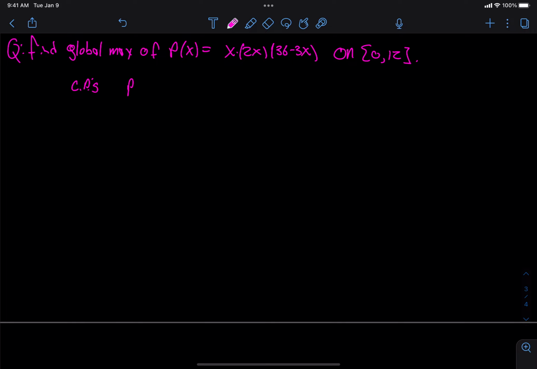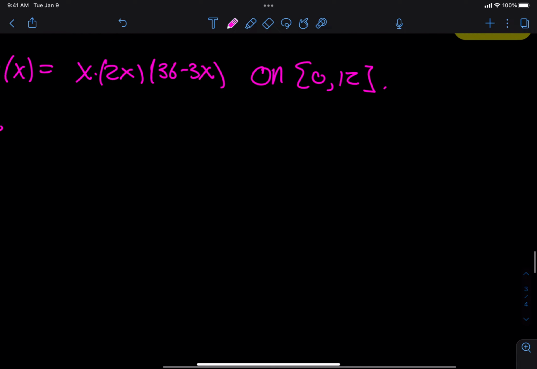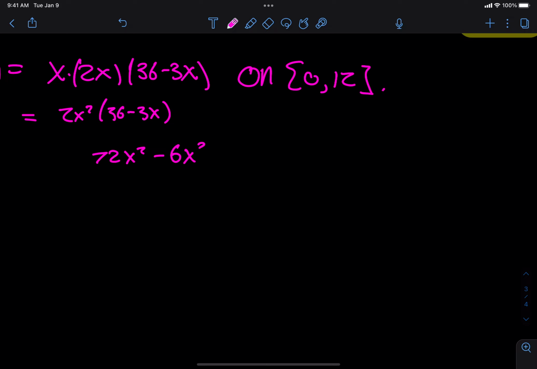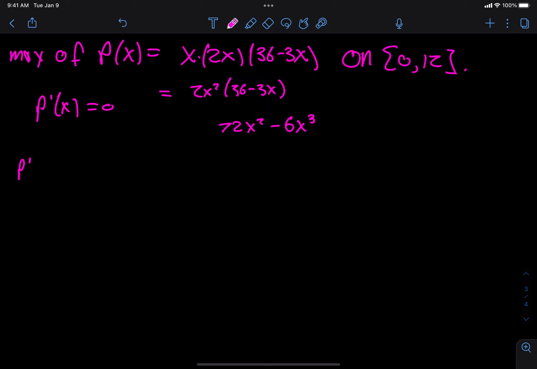To do that, we're going to take P' and set it equal to 0. So to do that, I need to find out what P' is. Well, I can multiply this whole thing out to get 2x squared times 36 minus 3x, which becomes 72x squared minus 6x cubed, right? And that's P, so I want to take P prime, so P prime equals 144x minus 18x squared.